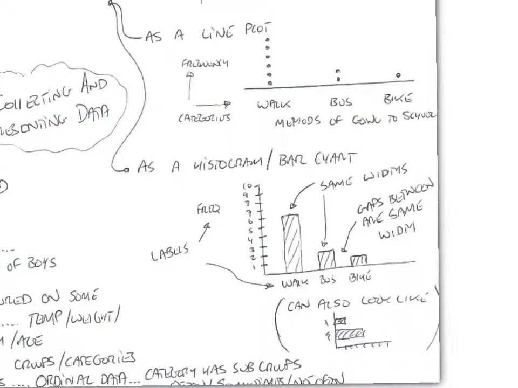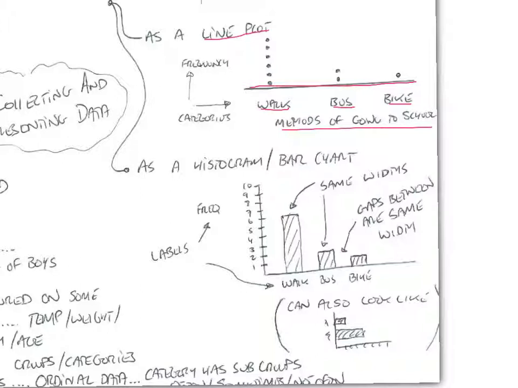So let's look at 2 ways of presenting data. Well, the first way we met in the chapter was to do a line plot, where this is the line, okay, and underneath the line we have the categories. Okay, in this case, from our tally table above, the methods that students used going to school fell into 3 categories: walk, bus, or cycle.